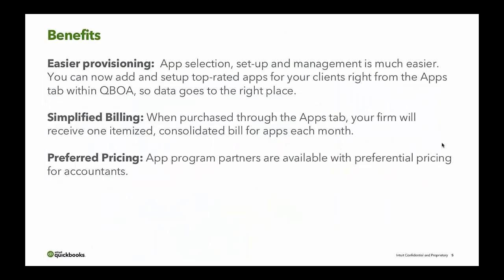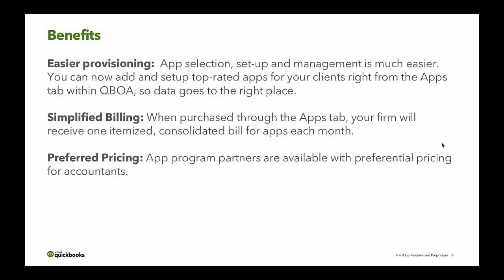The first one is easier provisioning. As we said before, we're starting off with 8 apps in this program. The number of apps will continue to grow as we vet them for quality and rating. With these apps that we've partnered with, we make the curation process a lot easier, so you can easily discover them from the Apps tab itself. And as a master admin accountant, you can purchase the app on behalf of your clients, all from within QBOA.